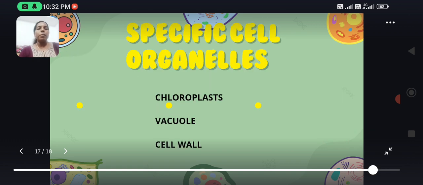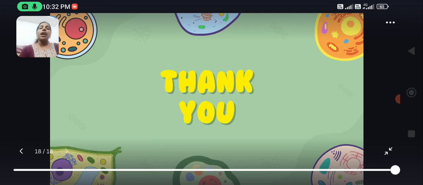So this is about the cell organelles present in a plant cell. Some specific cell organelles are only present in plant cell, that are chloroplast, vacuole and cell wall. Chloroplast, mainly the plastids, vacuole and cell wall are only present in a plant cell. They are absent in animal cell. So this is the peculiar characteristic of a plant cell. So this is about the structure of the plant cell and the cell organelles, their function, etc.